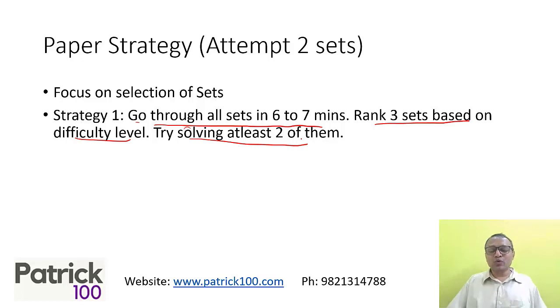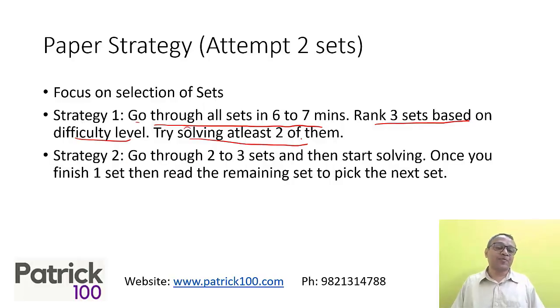So you go through all the sets, 1.5 minutes per set, and rank 3 sets by difficulty level, first, second, and third, whatever you feel. Then from these 3, try to solve 1 or 2 of them. One set you should be able to identify as very tough and leave it. Avoid leaving a set just because it looks tough. What happens is the set may look tough, but it may actually be easy. So it makes sense to spend some time reading the set to figure out whether it's actually easy or tough.